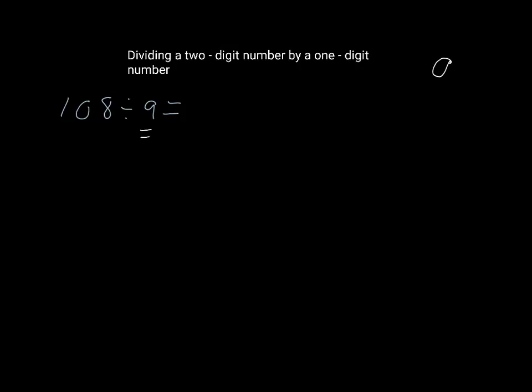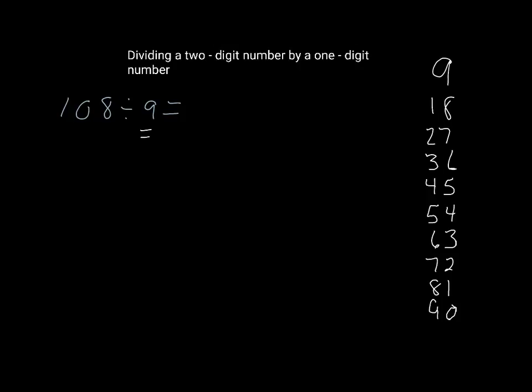So the 9 times table is 9, 18, 3 times 9 is 27, 4 times 9 is 36, 5 times 9 is 45, 6 times 9 is 54, 7 times 9 is 63, 8 times 9 is 72, 9 times 9 is 81, and 10 times 9 is 90, obviously. Okay, so now that we have our 9 times table along here, this will help us work it out.